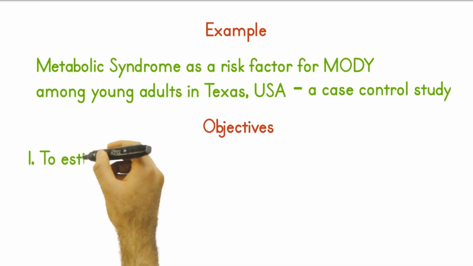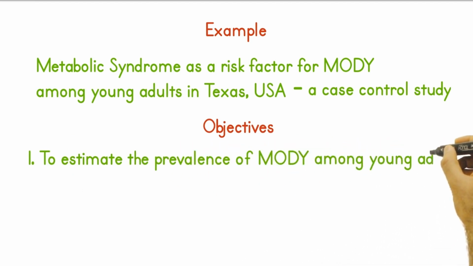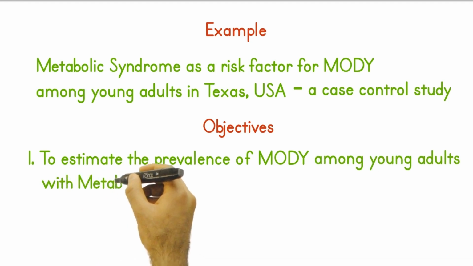So that will be the first objective. To estimate the prevalence of maturity-onset diabetes among young adults with metabolic syndrome.